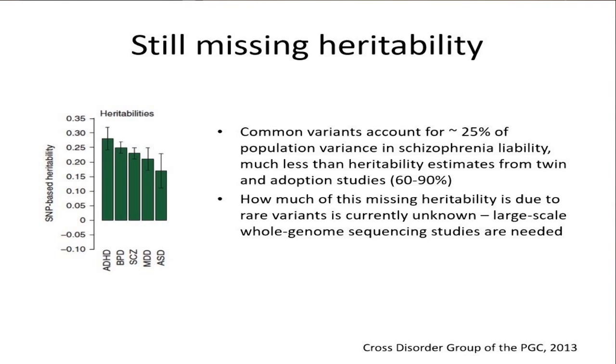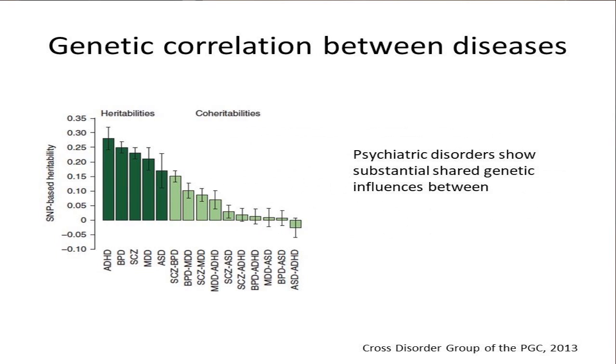How much of the missing heritability can be explained by rare variants? This question has to be settled by large-scale whole genome sequencing studies, which I think will be coming in the next few years. But I'm not going to go any further into that because in this talk I'm concentrating on common variation. And another insight from GWAS on complex disorders is that there is genetic correlation between many diseases.